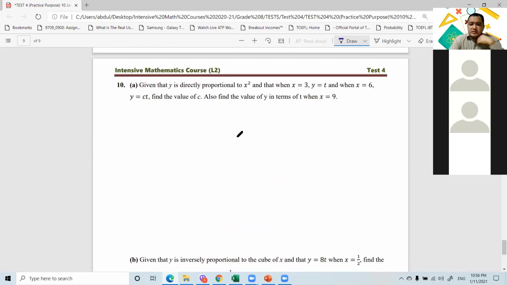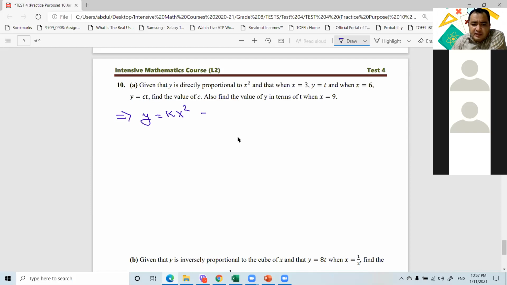Given that y is directly proportional to x squared. Okay, immediately from here, what do we understand from this? That means that y is equal to k times x squared. And it says that when x equals 3, y equals t, and when x equals 6, y equals ct. Find the value of c.